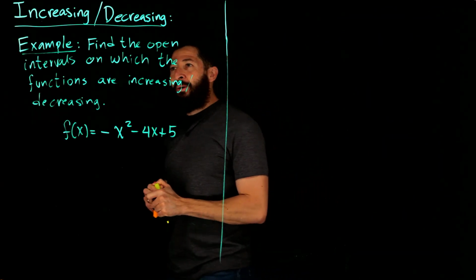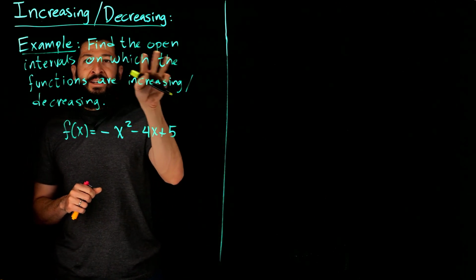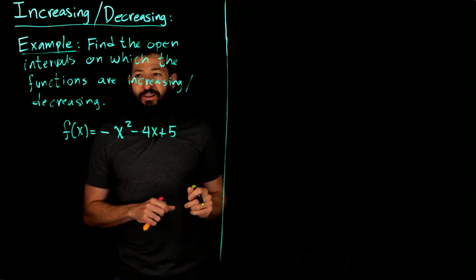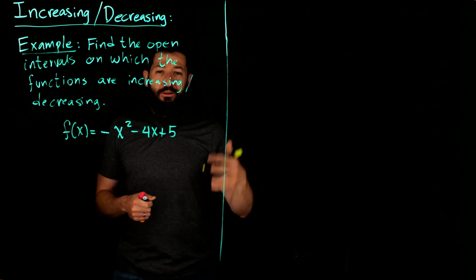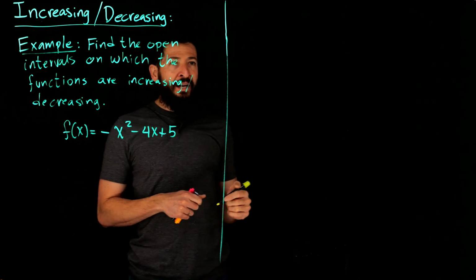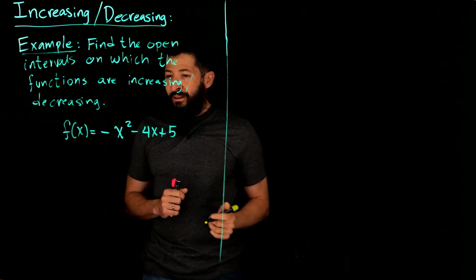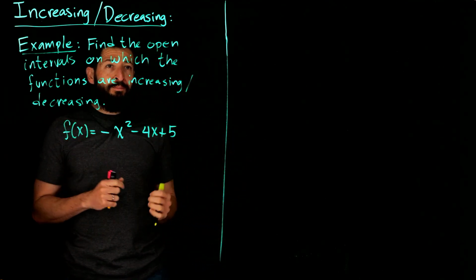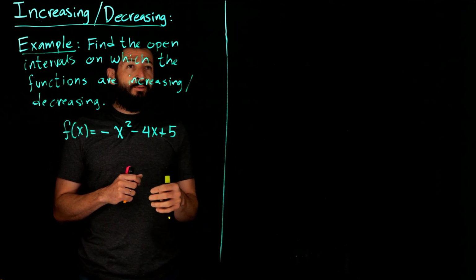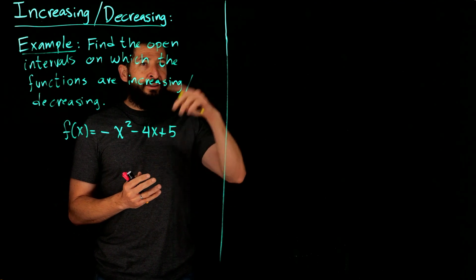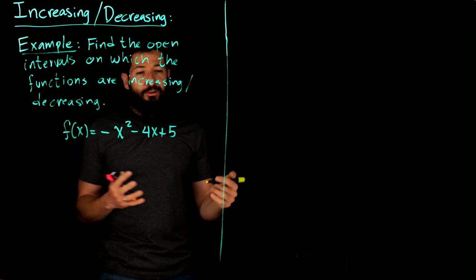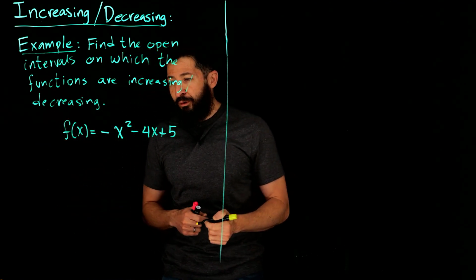Okay guys, so I wrote the example here. Find the open intervals on which the functions are increasing or decreasing. We're going to do several, so I'm going to just keep adding functions as we go. So let's start with this one. It's a parabola that opens down. So let's try to figure out when it is going to be increasing or decreasing. It's going to be very similar to the example I gave you, except now we're putting numbers to it.